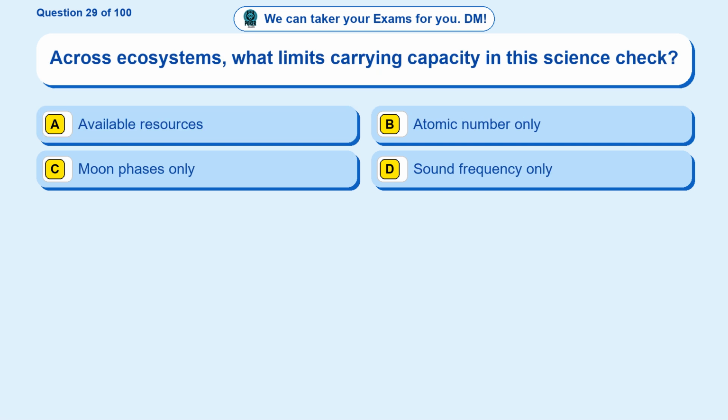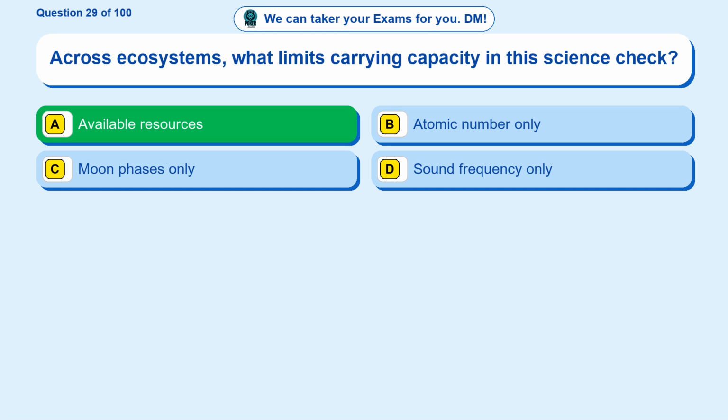Question 29. Across ecosystems, what limits carrying capacity in the science check? Option A, available resources. Option B, atomic number only. Option C, moon phases only. Option D, sound frequency only. The correct answer is option A.